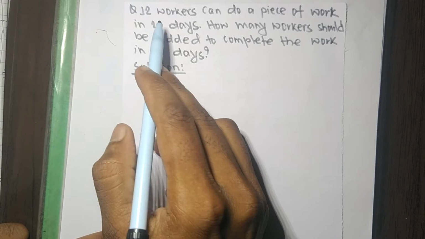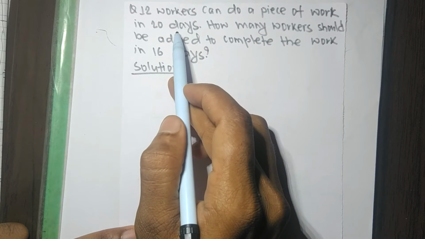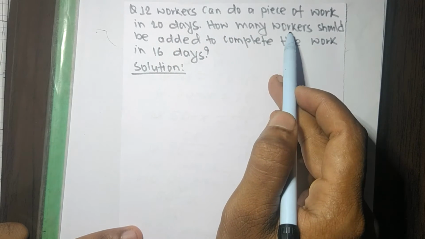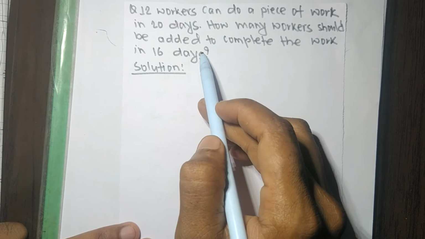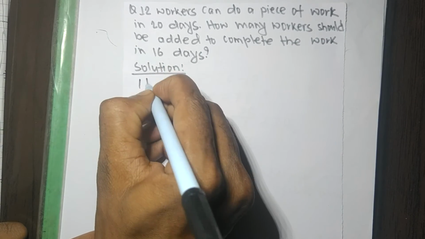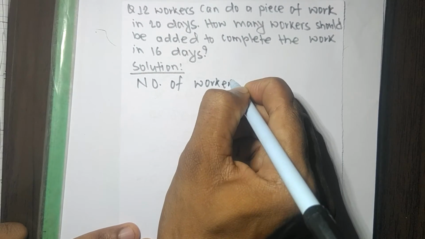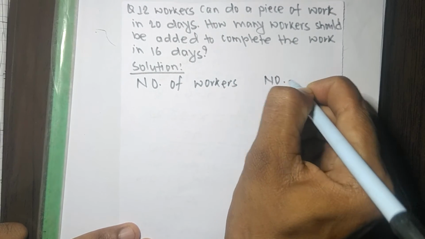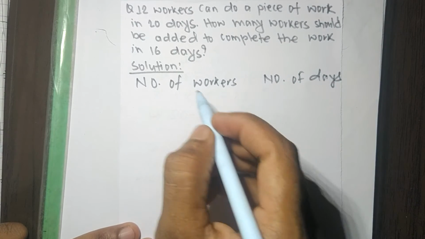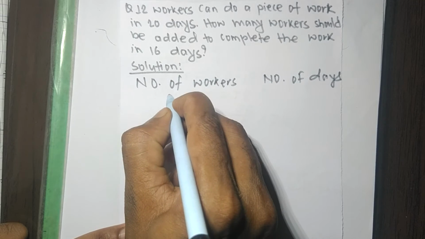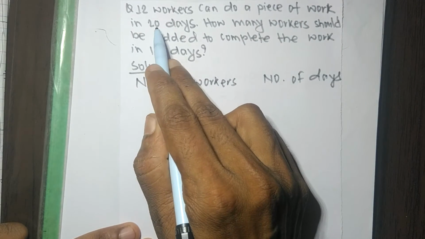So we have given 12 workers can do a piece of work in 20 days. How many workers should be added to complete the work in 60 days? So here is the relation between the number of workers and number of days. So 12 workers can do a piece of work in 20 days.